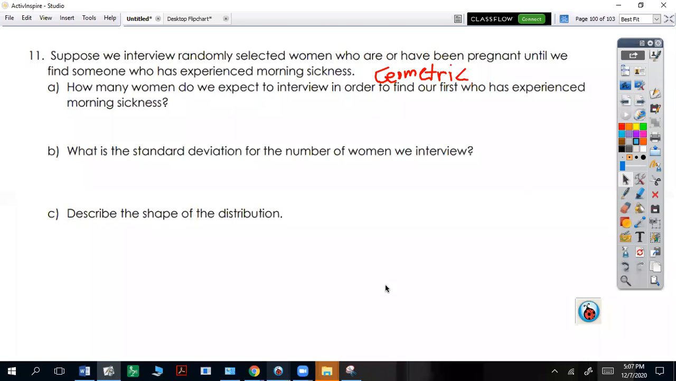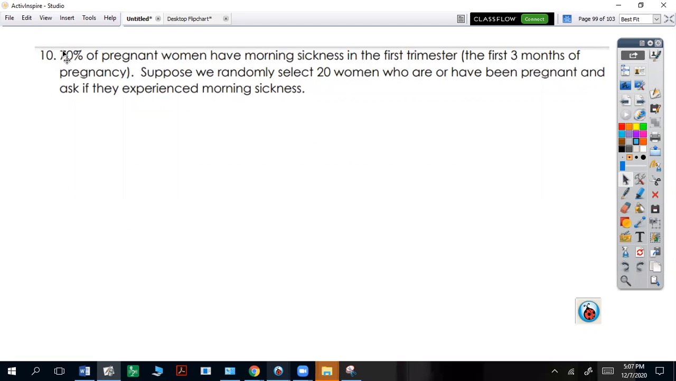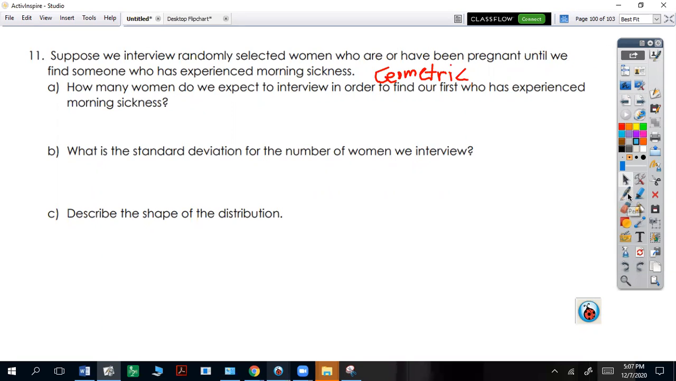All right, question 11. This is a geometric distribution. Suppose we interview randomly selected women who are or have been pregnant until we find someone who has experienced morning sickness. Remember our last question, 70% of women experienced morning sickness, so we're going to use that same probability. How many women do we expect to interview in order to find our first who has experienced morning sickness?